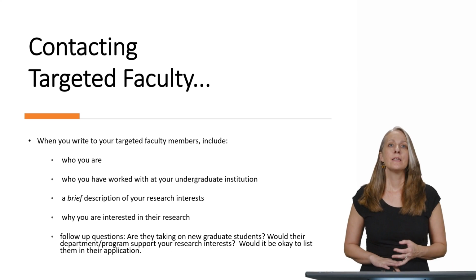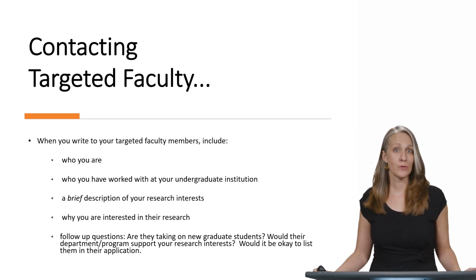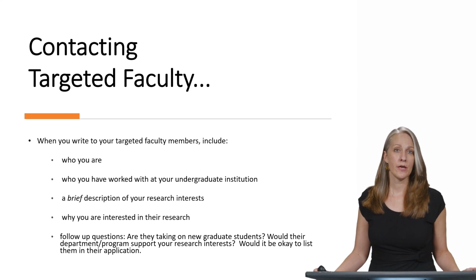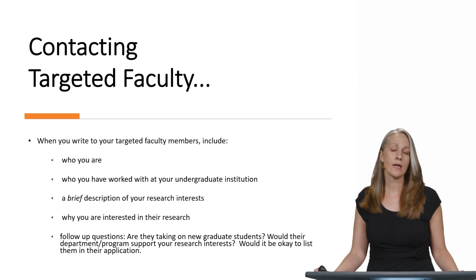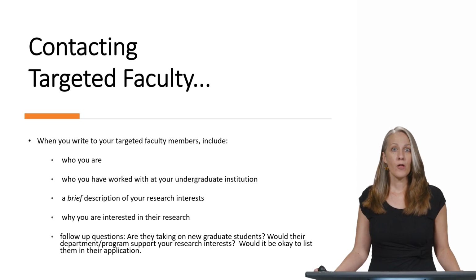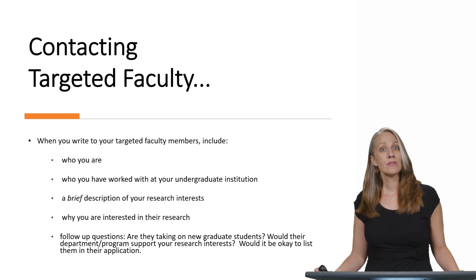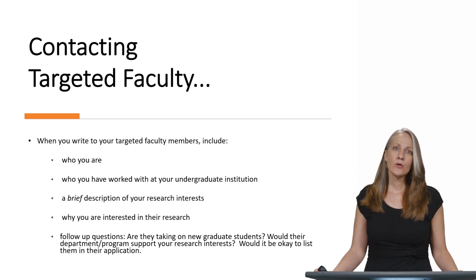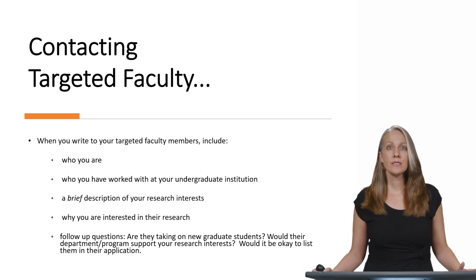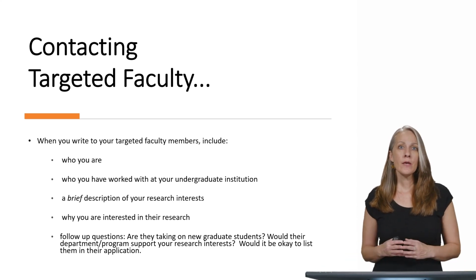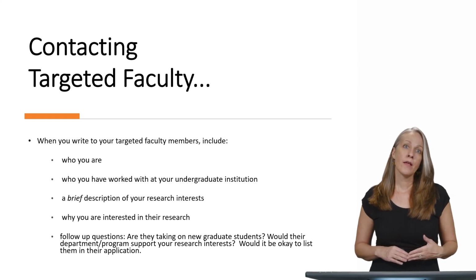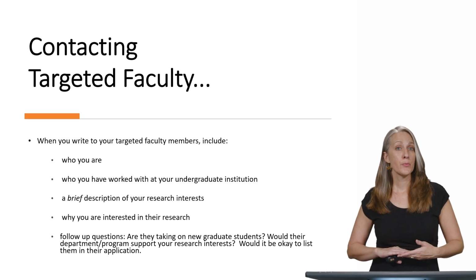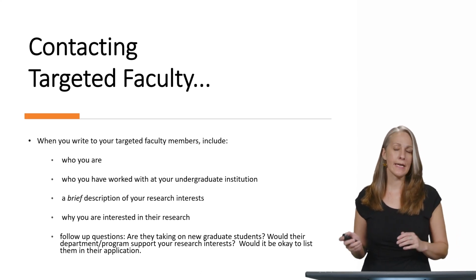Email is the best way to introduce yourself to someone who you would like to work with, and here are some things you'll want to include in your introductory email. You should start with who you are and who you have worked with as an undergraduate. Then include a brief description of your research interests. That should be followed by their research interests and why you are interested in working with them. It is great to include reference to an academic article or a current project they have posted on their website. You can conclude the email by asking a couple of questions such as if they're taking on new students and whether or not they think their program would be a good fit for your research interests. So let's take a look at an example email.